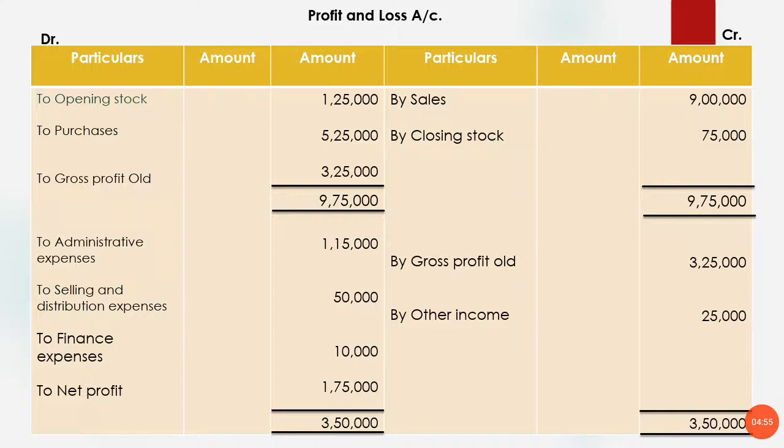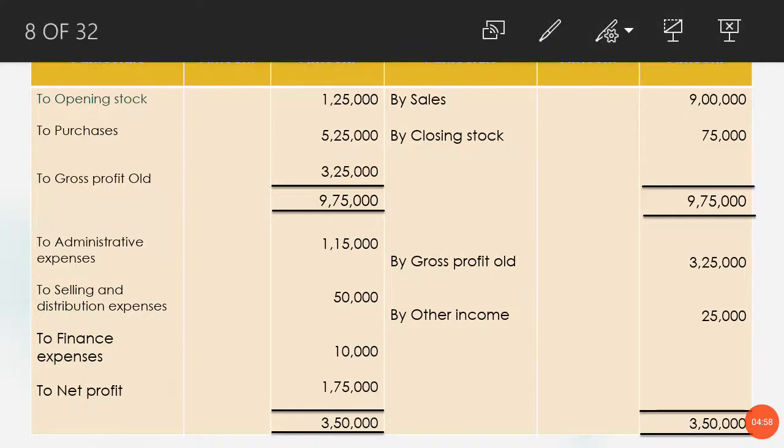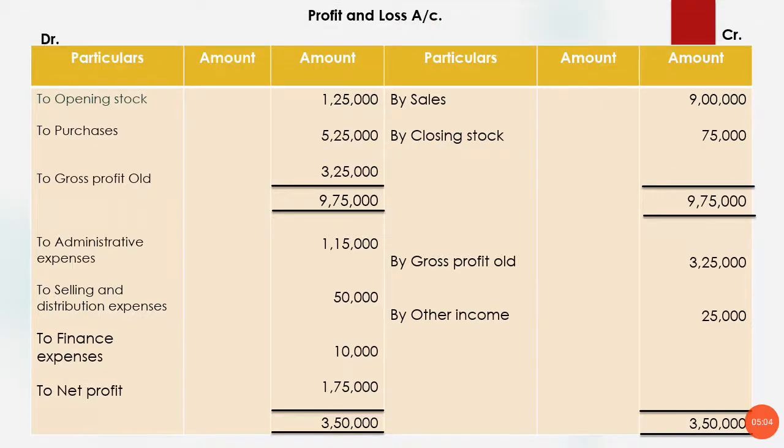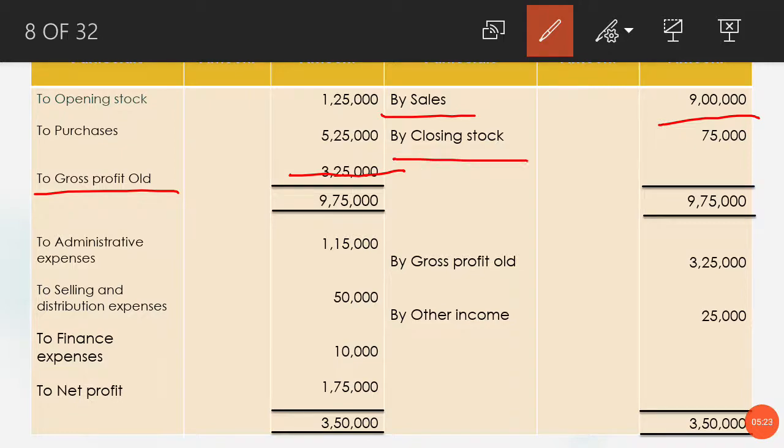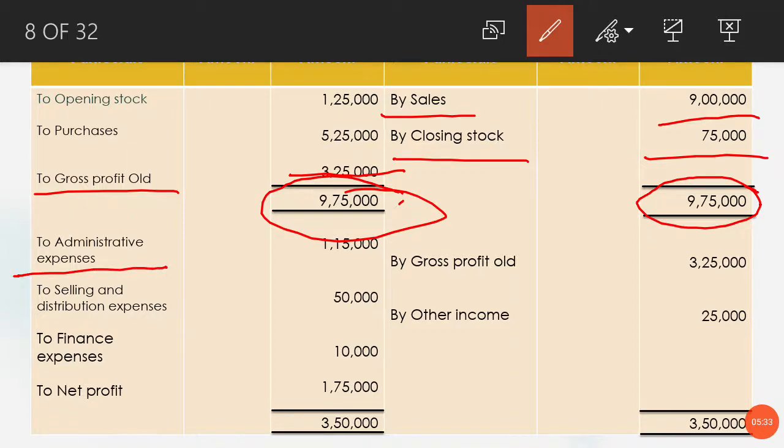Profit and loss account. Debit side particulars: To opening stock 1,25,000. To purchases 5,25,000. To gross profit c/d 3,25,000. Credit side: By sales 9 lakh, by closing stock 75,000. Total 9,75,000 and 9,75,000. Again, to administrative expenses 1,50,000.